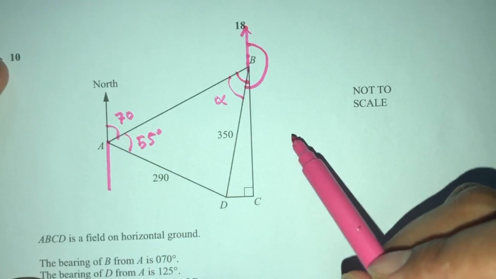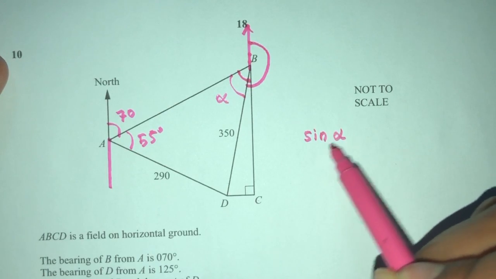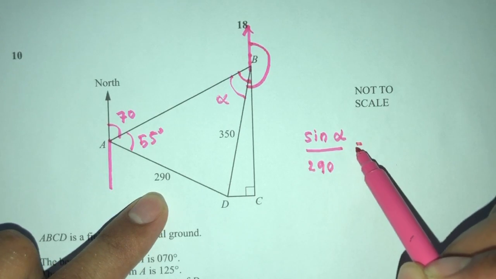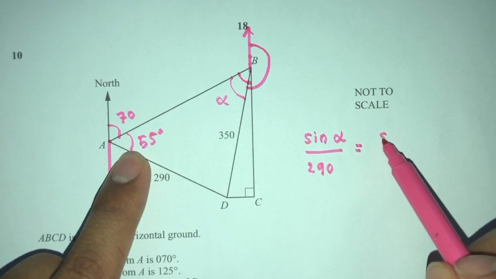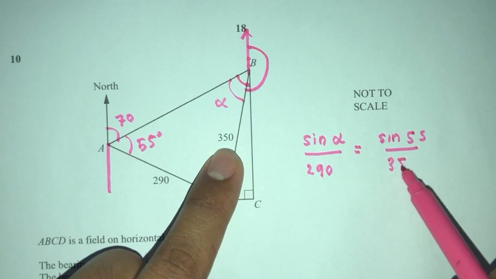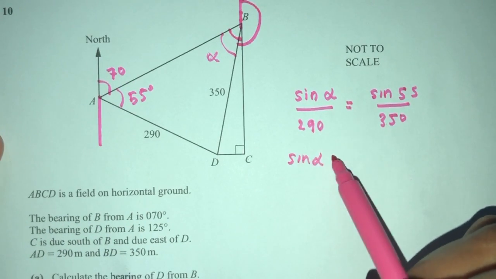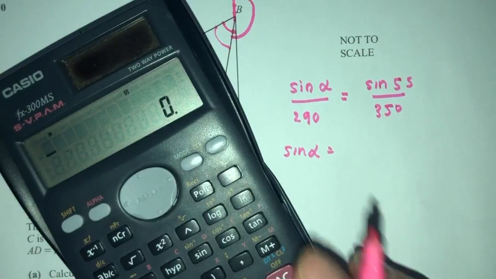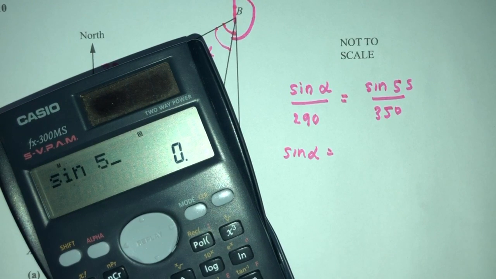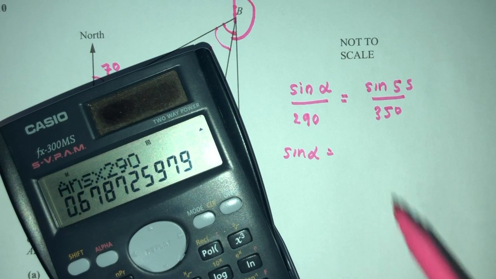So basically, the equation relating them will be sine of the angle divided by the opposite side equals the sine of this angle divided by the opposite side. Now we can solve for the value of alpha, right? So sine of alpha has to be what? We have to send this over here. So sine, that has to be in degrees, obviously. So sine of 55 divided by 350 times 290, that should be this.